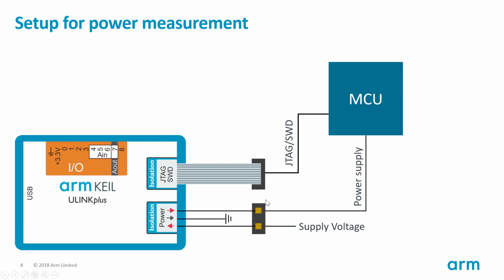For the power measurement, ULINKplus has a special 3-pin power interface that just needs to be connected into power supply circuit of the target system. This port has built-in isolation for up to 1 kV voltage, allowing you to measure power also before the DC-DC converter. Optionally, you can connect an additional shunt board to this interface to set up the proper limit for the current measurement level.